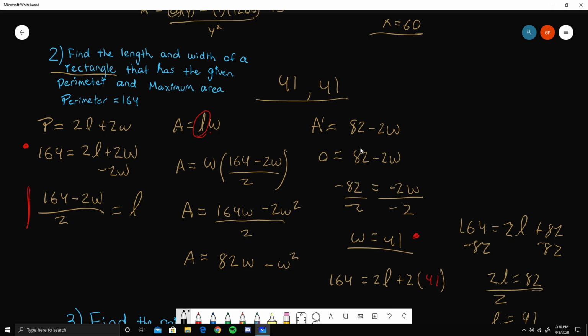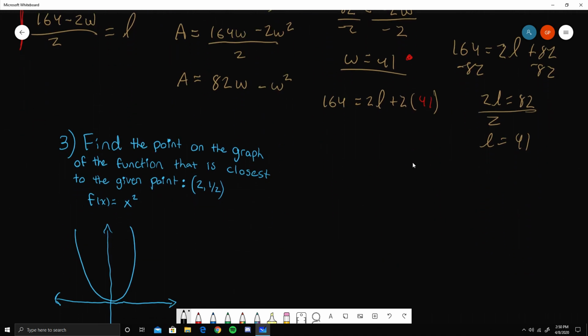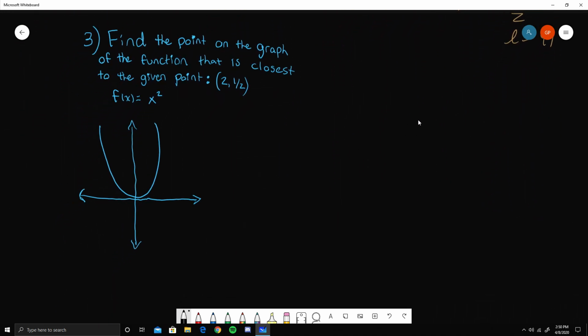So let's do one more question. Let's go down. Okay, so this question says, find the point on the graph of the function that is closest to the given point (2, 1/2). And they give us the function y equals x squared. So for this question, we need to use the distance formula, which I'm sure most of you know, which is the distance is equal to the square root of the change in x squared plus the change in y squared.